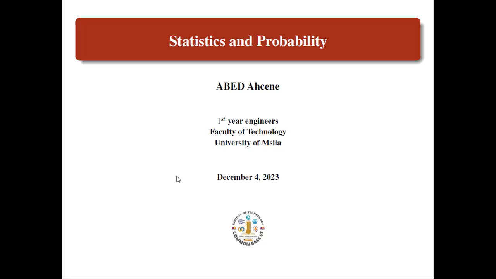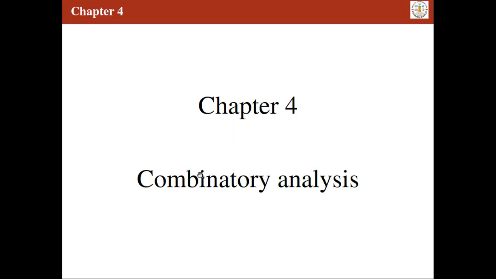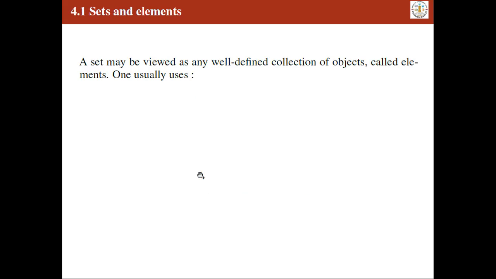This is your teacher in statistics and probability. Today, chapter 4, which is a lesson about combinatory analysis. First, we start with sets and elements. A set may be viewed as any well-defined collection of objects, called the elements or members of the set.